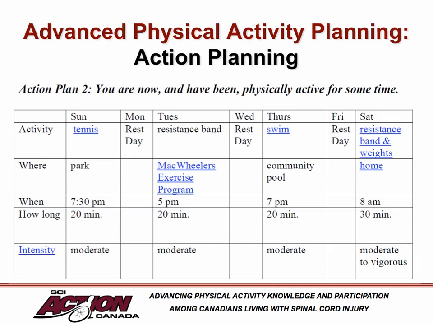Once the individual has been active for some time and is finding they need to be more challenged, you can get them to focus on ensuring their action plans are in line with the physical activity guidelines. For example, in this action plan, the individual has planned to do at least 20 minutes of aerobic exercise on 2 days of the week, Sunday and Thursday, as well as strength training activity on 2 days of the week, Tuesday and Saturday. Note that there is variety in the activities and in the settings, and that the activities are going to be done at a moderate to vigorous intensity.